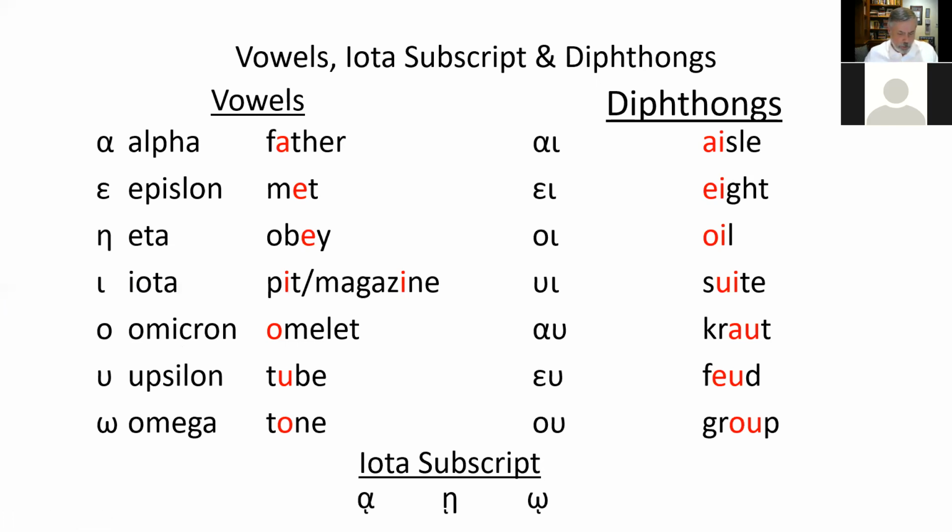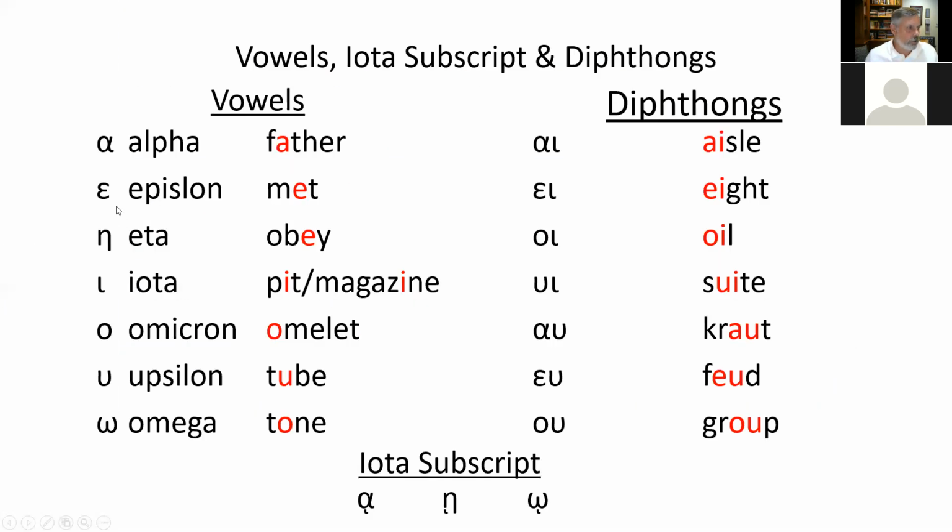The epsilon and the omicron. That's what it is. So the epsilon and the omicron are always short. The eta and the omega are always long. The alpha, iota, and upsilon can be either short or long.